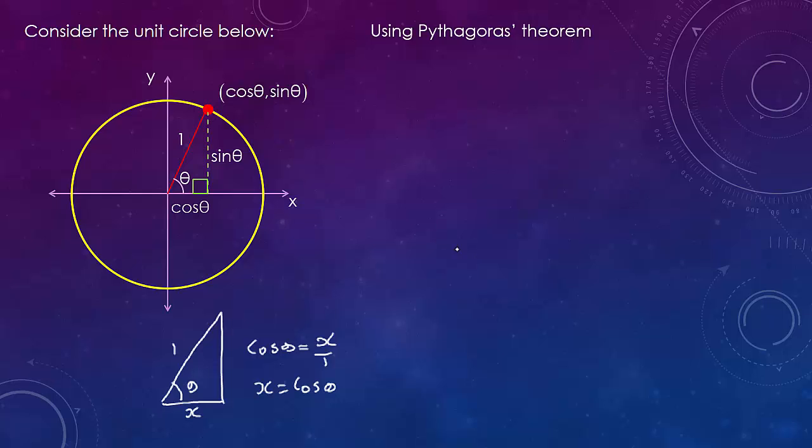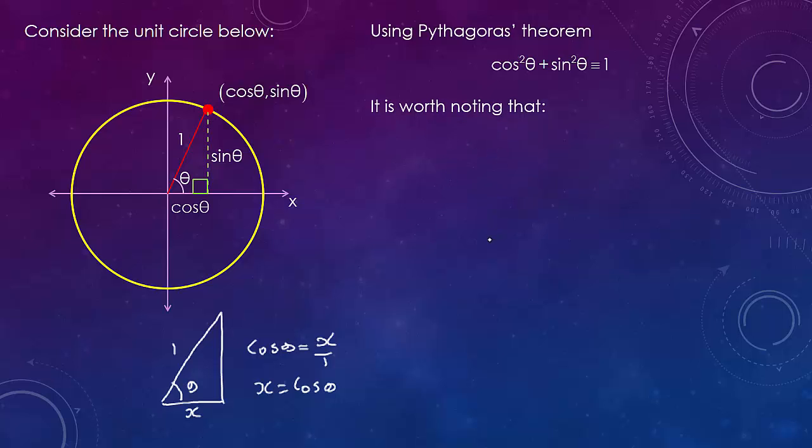Using Pythagoras' theorem in this right-angled triangle, we get cos squared theta plus sine squared theta is identical to 1. Now, more often than not, you'll see an equal sign in here, but strictly speaking, that's an identity because it's true for any angle. It's not an equation which you could perhaps solve for a particular value of theta. This is an identity because it's true for every single value of theta.